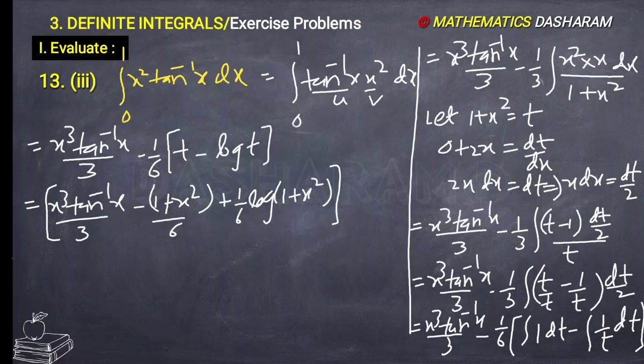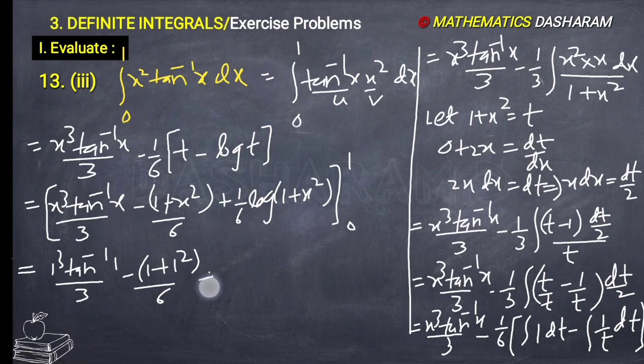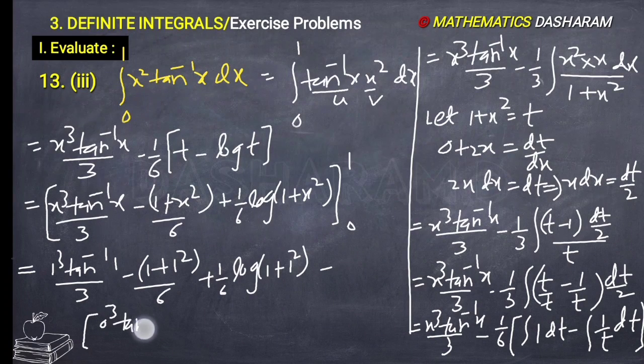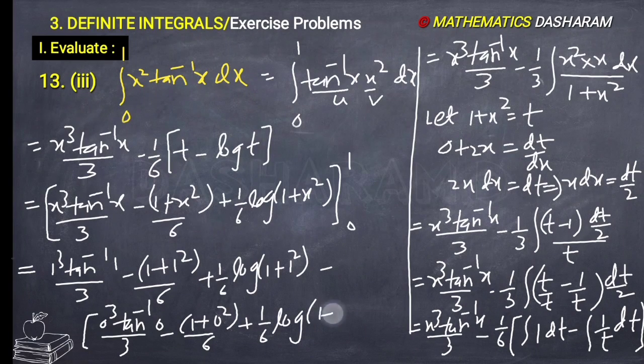Now apply the limits 0 to 1. First upper limit: 1 cube tan inverse 1 divided by 3 minus 1 plus 1 square divided by 6 plus 1 by 6 into log of 1 plus 1 square, minus, substitute 0: 0 cube into tan inverse 0 divided by 3 minus 1 plus 0 square divided by 6 plus 1 by 6 into log of 1 plus 0 square.